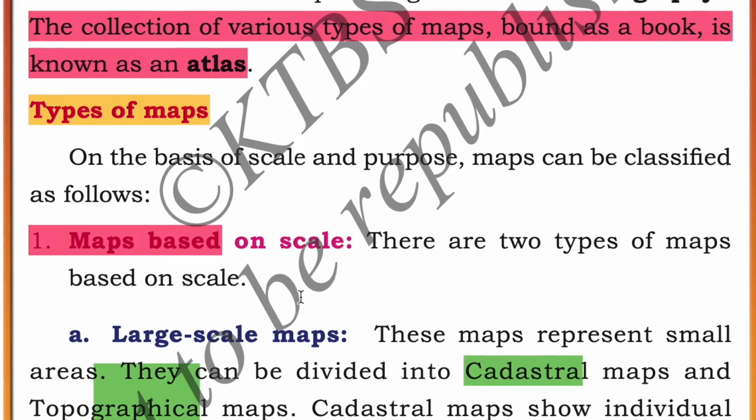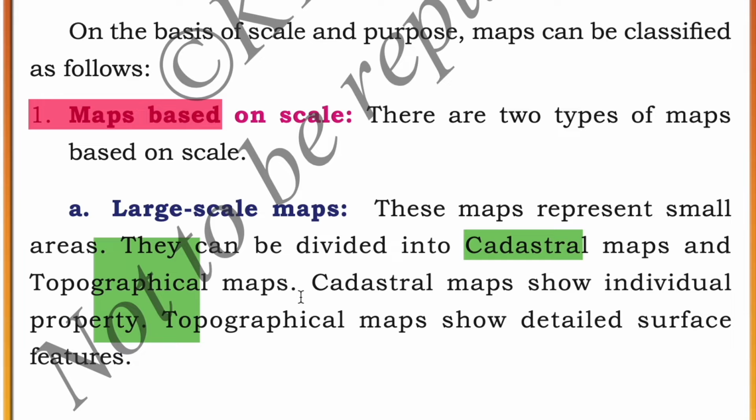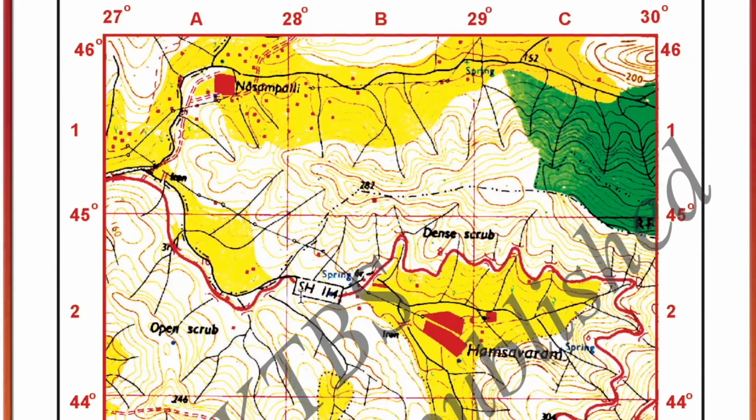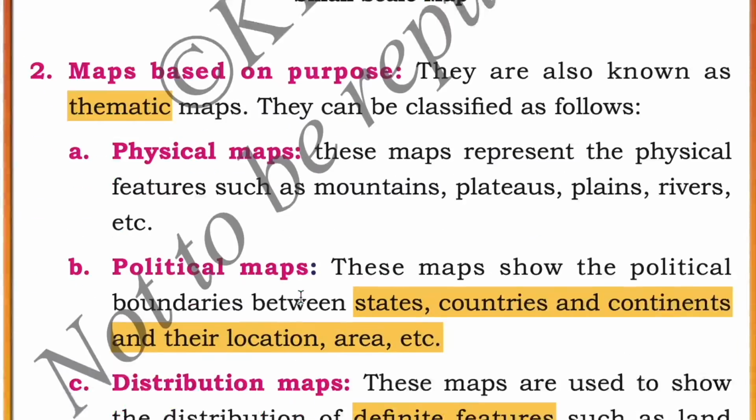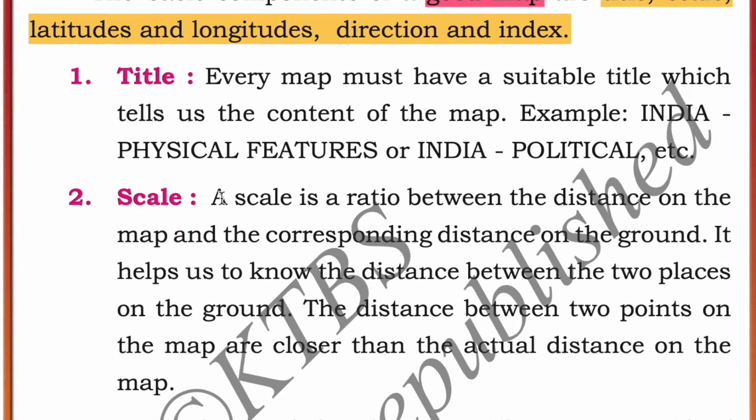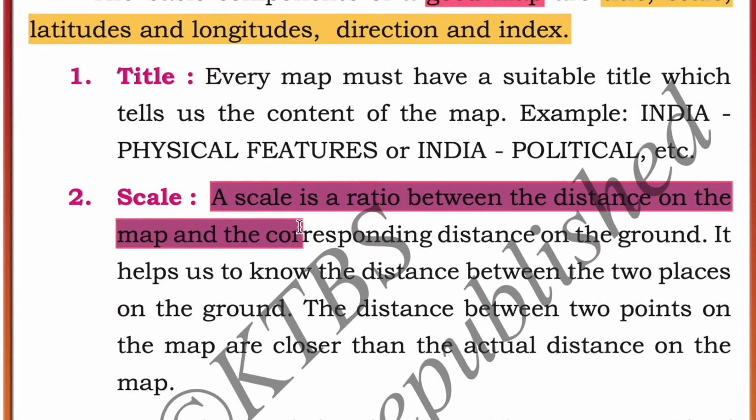The next question is, what is the scale? Now, to answer this, we need to find the definition of a scale, which we have over here. So I'm unable to highlight the section, but you need to answer till over here, that is till the word ground. A scale is a ratio between the distance on the map and the corresponding distance on the ground.